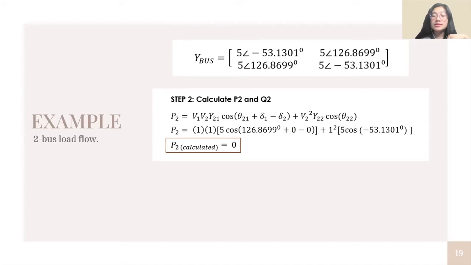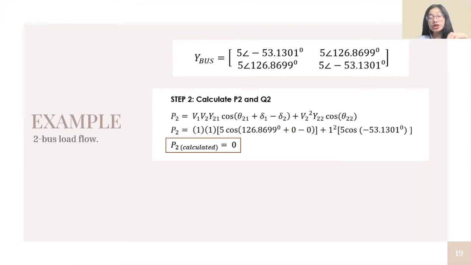So our V1 is 1 since it is the slack bus. Our V2 is 1 also since that is what we let earlier. Y21, as in the Y21 here in the bus, this is going to be Y11, Y21. And since we only need the magnitude, that's going to be 5. Then cosine, so our angle for this one is 126.8699 degrees. Then our delta 1 and delta 2, since this is the slack bus, are 0, since what we let is 0. Our V2 is 1, so we square it times the magnitude of Y22, which is this one, so that's going to be 5. Then cosine of the angle of Y22, which is negative 53.1301, which is going to be inputted in the area over here. So if we solve this equation, we get negative 3.00 something here, and positive 3 point something here. So, negative 3 plus 3, we will end up with an answer of P2 equal to 0.